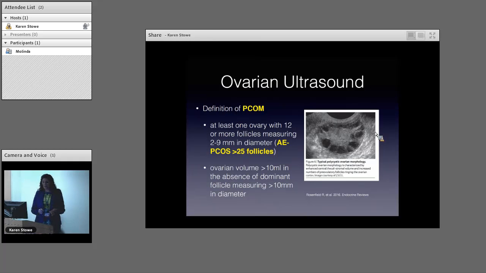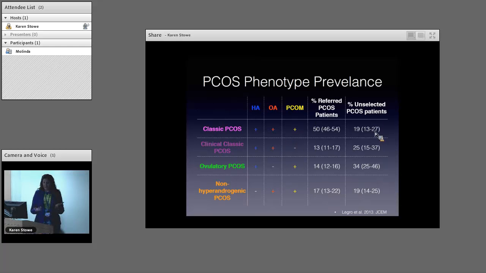In regards to the ovarian ultrasound, the official definition of a PCO morphology is having at least one ovary with 12 or more follicles measuring 2 to 9 millimeters in diameter. This was based on one of the reviews I read, but there was also another review from the androgen excess group that actually required greater than 25 follicles. So again, there's a lot of variability in not only the technique of ovarian ultrasound, but the definition.